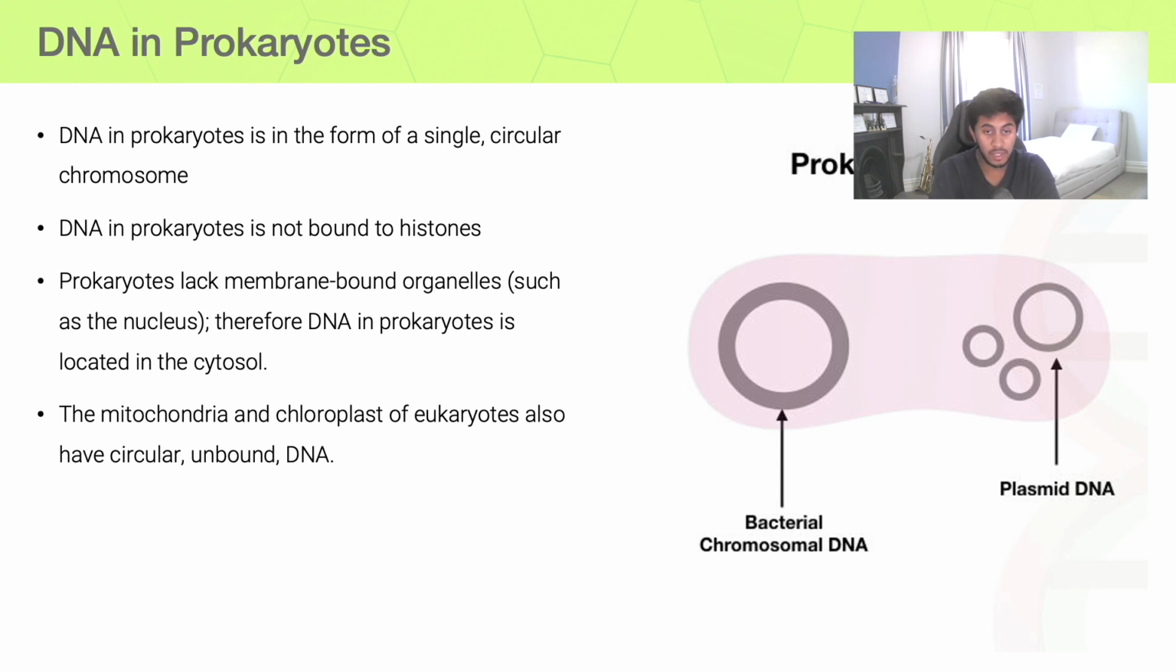The mitochondria and chloroplast, which are other organelles in eukaryotic cells, they also have circular unbound DNA that kind of resembles what's in a prokaryotic cell. And we cover this a lot in topic 4, so it's something to keep in the back of your head. So just remember, mitochondria, chloroplasts, and prokaryotic cells all have the same DNA.